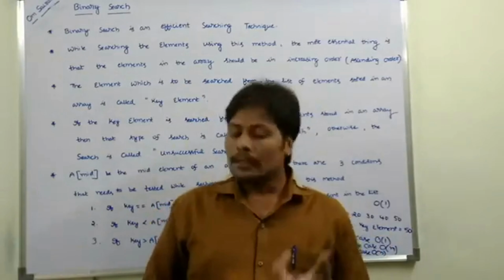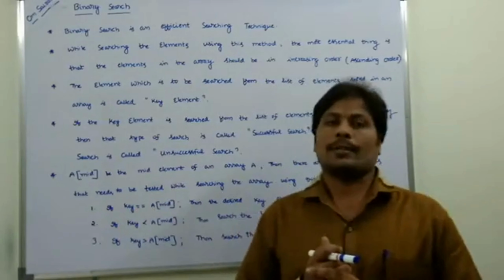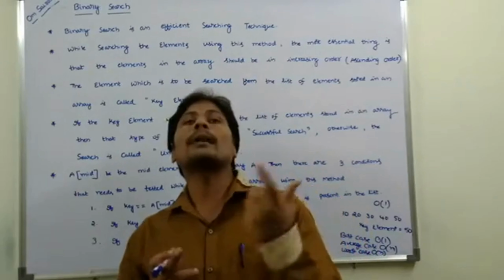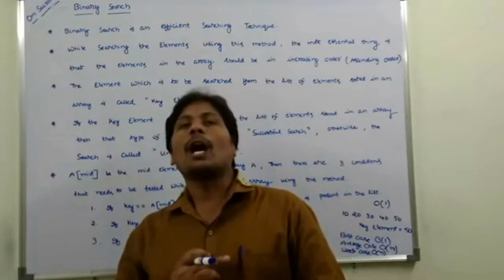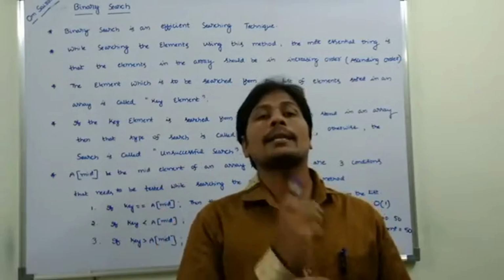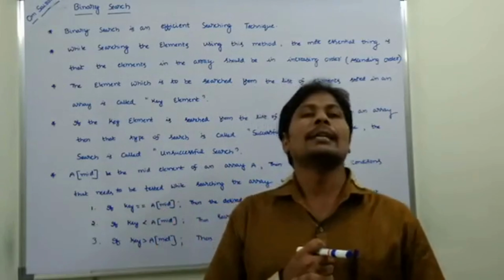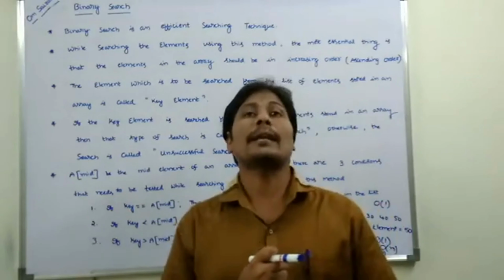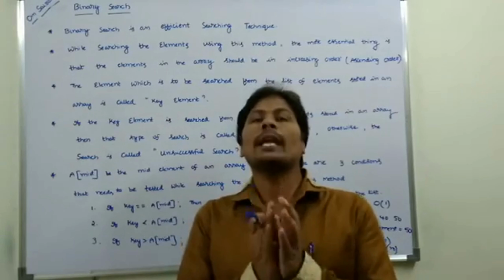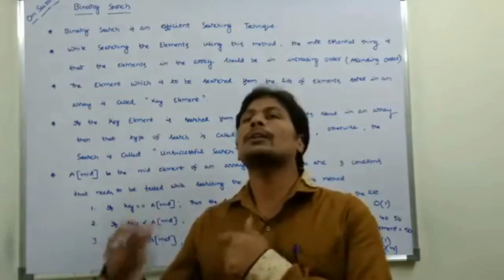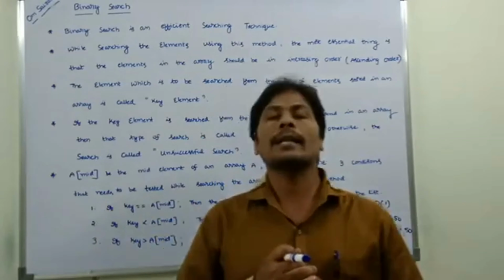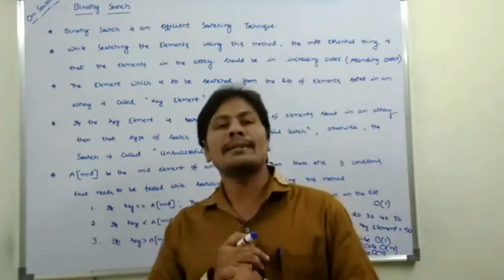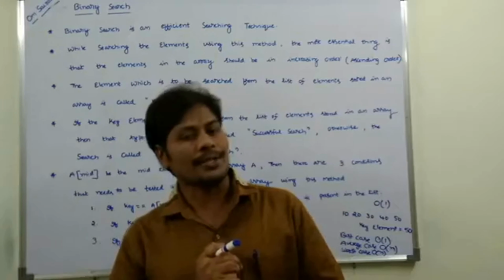Next we can go to binary search. Binary search is an efficient searching technique when compared to linear search. How can you say that binary search is more efficient than linear search? In binary search, at a time we have to search only one sub array and ignore the second sub array. So half of the time can be saved. So we can say that binary search is an efficient searching technique.